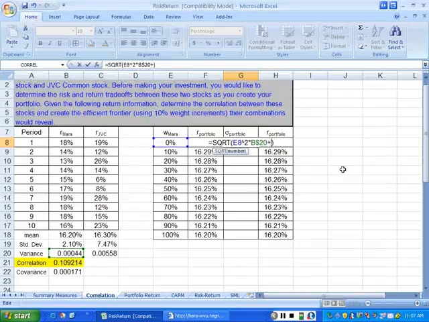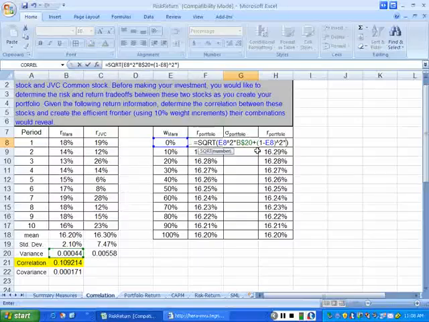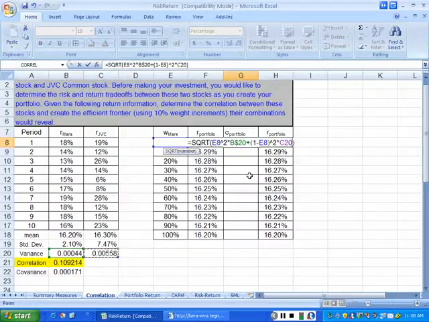To this, we're going to add the effect that JVC adds all by itself, and that is going to be the weight on JVC, which is 1 minus the weight on Mars. And we're going to square that one as well. That squared weight is going to be multiplied by the variance that we have for JVC. Again, I'm going to use that same variance every time, so let me put a $ sign in to fix that. Now, that's the individual components.